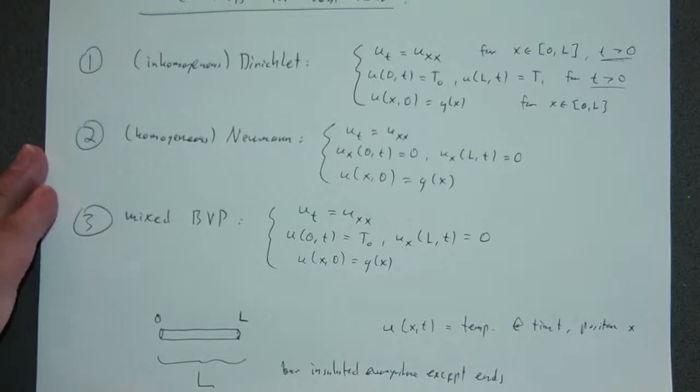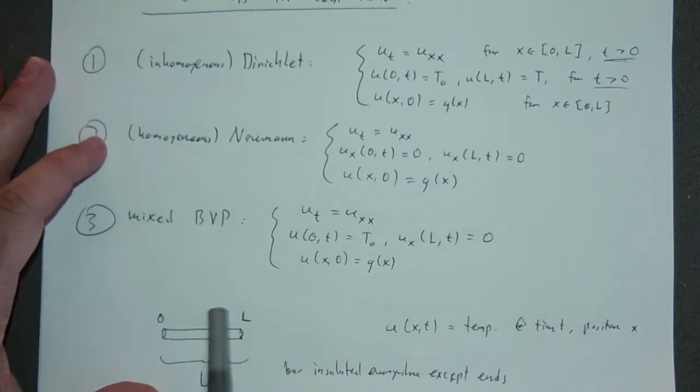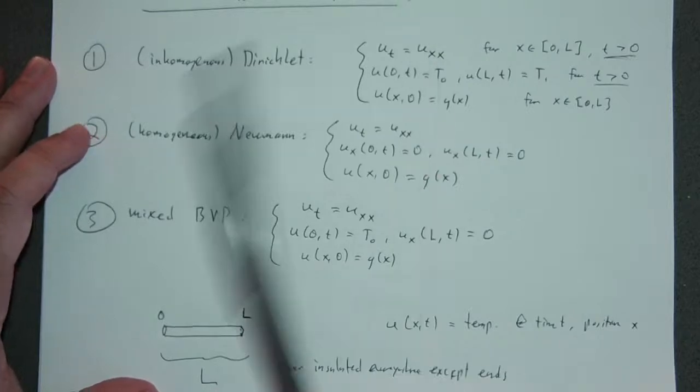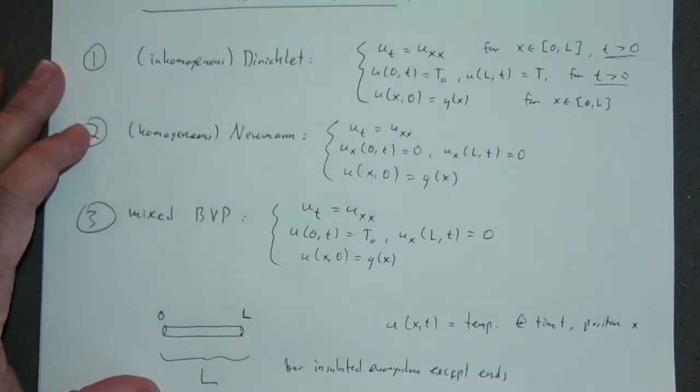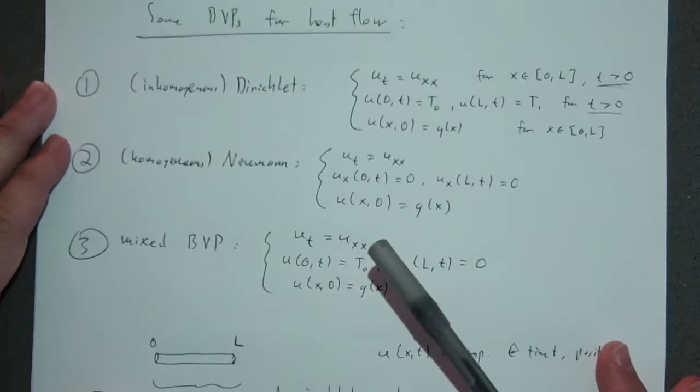Now instead of doing this on say all of R and t positive, this is on some finite length thin metal bar with ends arranged at x equals 0 and x equals L. This is the 1D heat equation that should govern this situation. So there are a few different types of BVPs we considered.